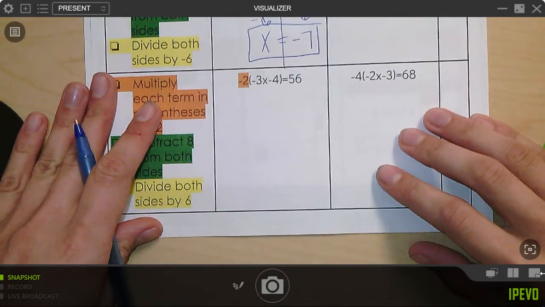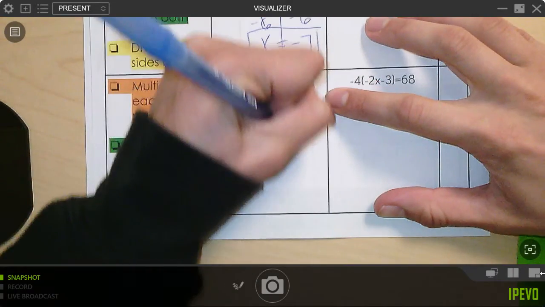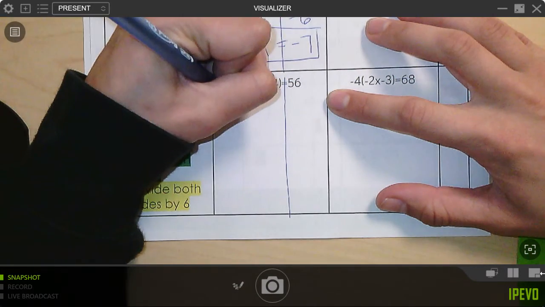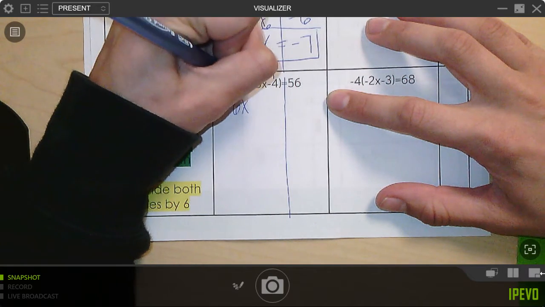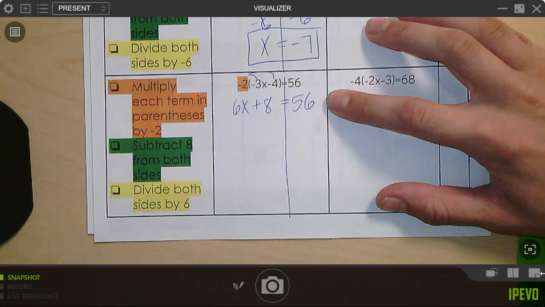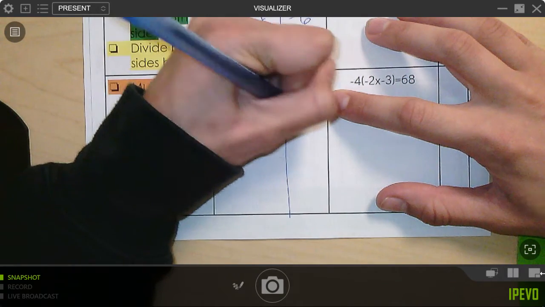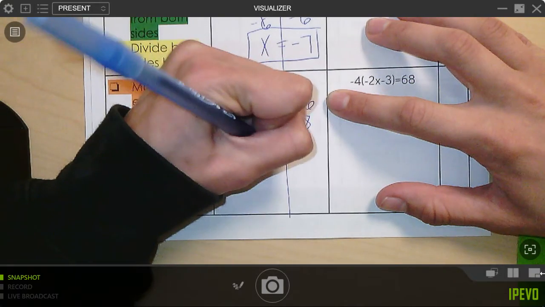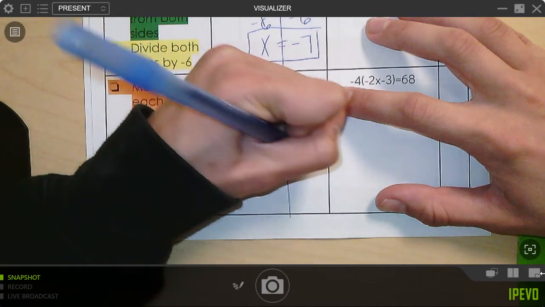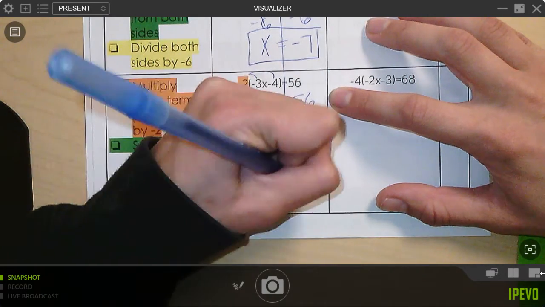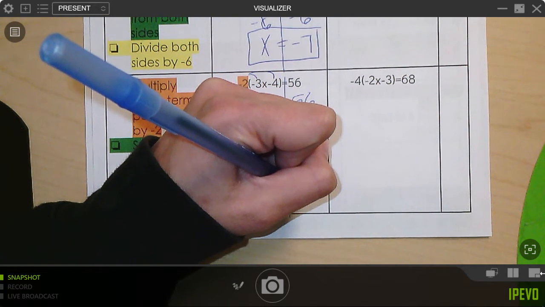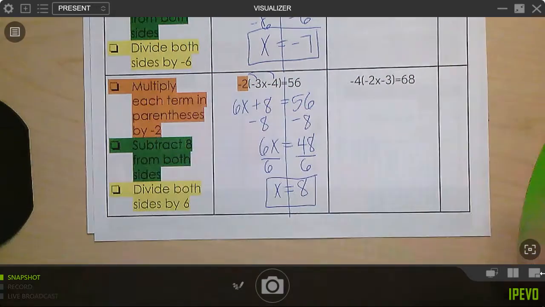All right, next, we're going to draw a line through the equal sign. Let's distribute. Negative 2 times negative 3x is positive 6x. Negative 2 times negative 4 is positive 8, equals 56. Subtract 8 from both sides. So we have 6x equals 48. Divide by 6 on both sides. x equals 48 divided by 6, which is 8. x equals 8.